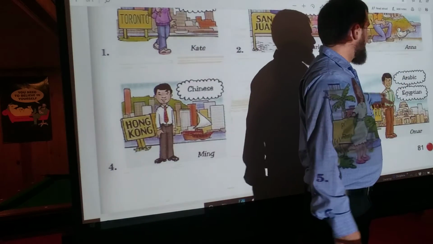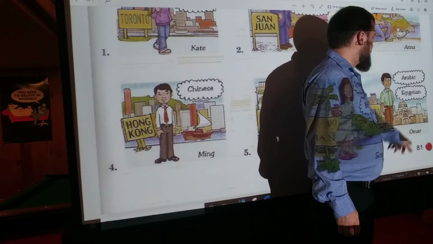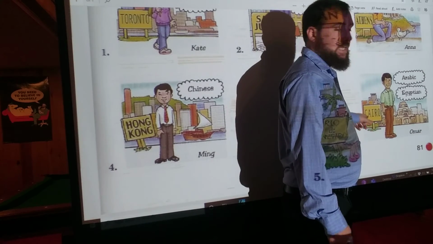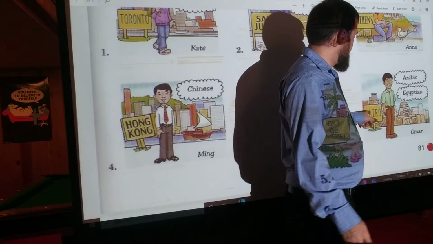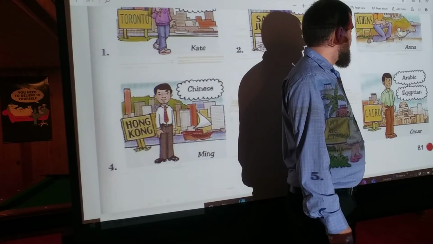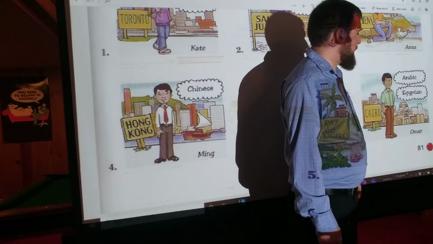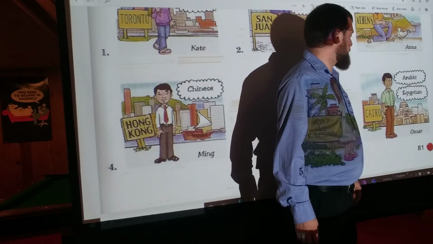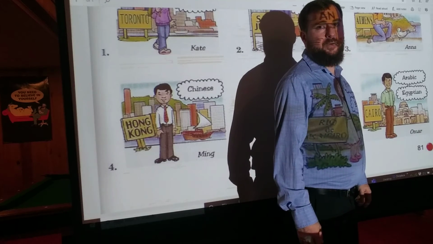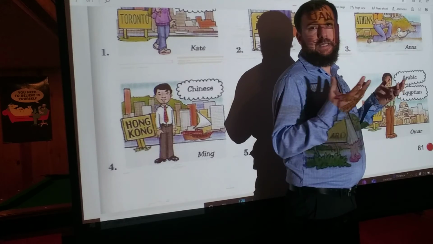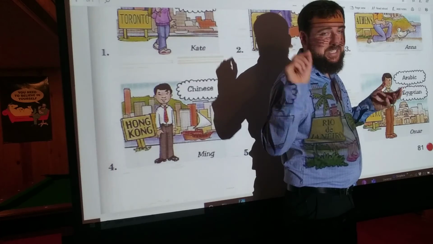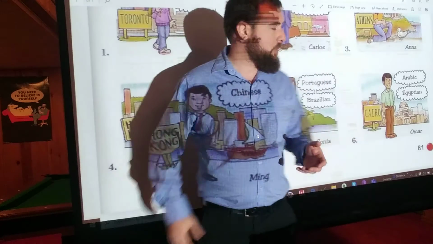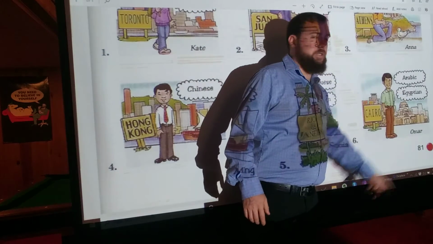Okay? Last one. What's his name? His name is Omar. Where does he live? He lives in Cairo. What language does he speak? He speaks Arabic. What does he do every day? He eats, with an S, eats Egyptian food. Or if you want to write something else there, that's okay. Just make sure you use the word Egyptian.